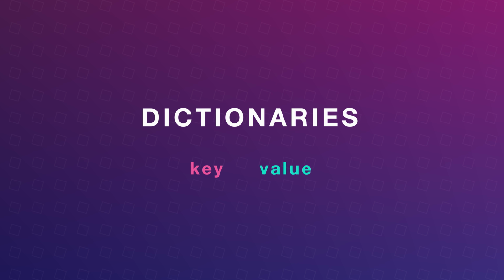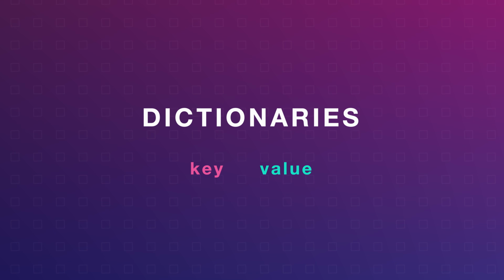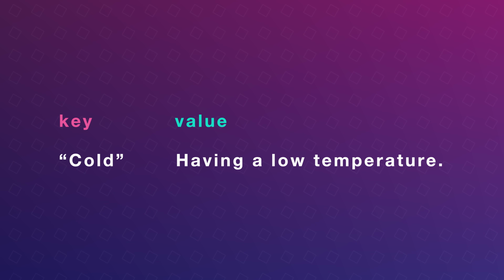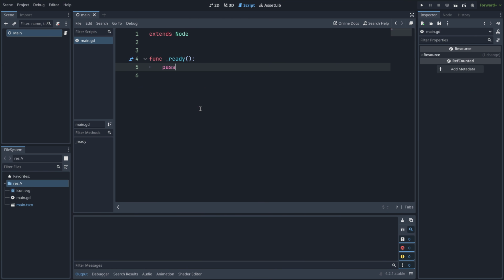Dictionaries hold what we call key-value pairs. Let me explain. In real life, we use a dictionary to look up the definition of words in a language. The key in this instance is the word we are looking up, and the value is the definition. Dictionaries in GDScript work the exact same way. Creating an empty dictionary is really easy.